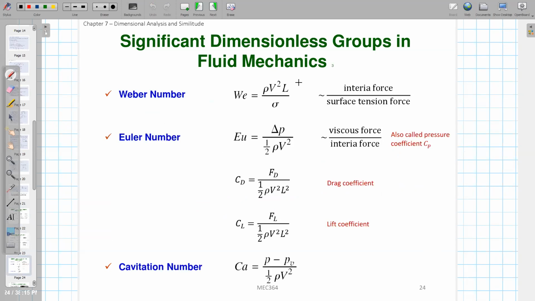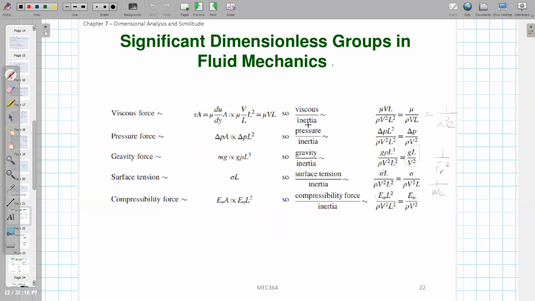And similarly, you can also define the pressure force over the dynamic force. So if the pressure force is important, you can define this Euler number here, because it's coming from delta P over rho v squared, right?